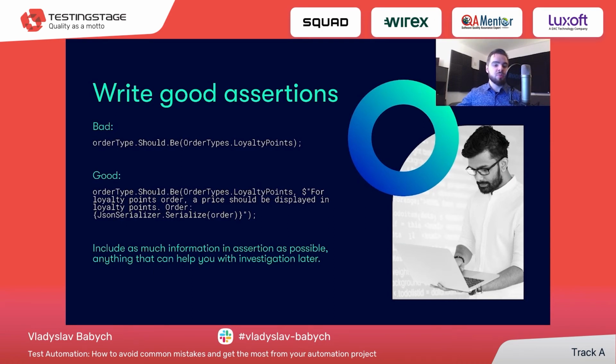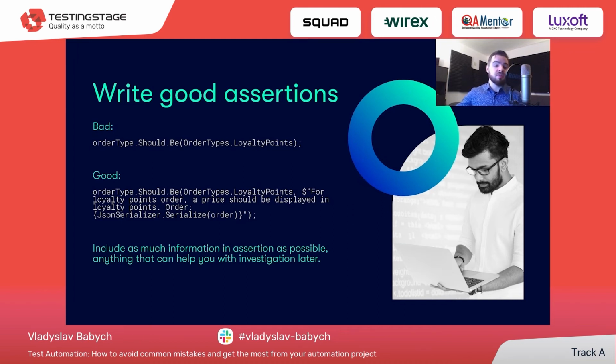The bad assertion would be like: order type should be order type loyalty points, and that's all. We don't know anything else, and that's the whole assertion. An example of a good assertion would be: for loyalty points order, a price should be displayed in the loyalty points, and we display some information about the order. This way, when we go to the test, we can actually see what the order details were, its order ID, etc. And this will help us with investigation later.